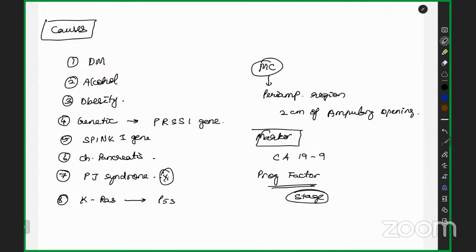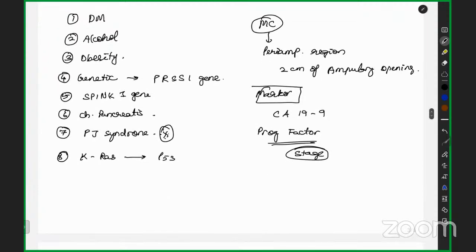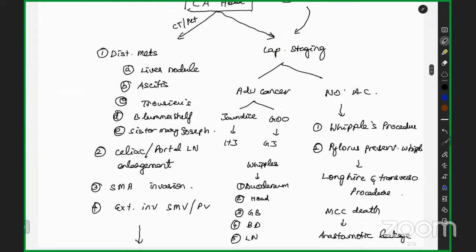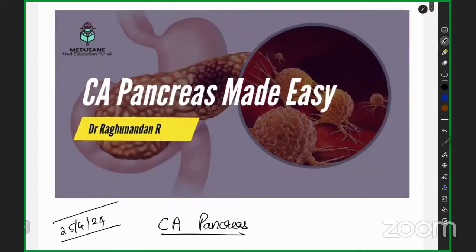And the most common area is going to be the periampullary region, the marker is CA 19-9, and the prognostic factor is going to be staging. With this, we are completing today's topic, that is your CA pancreas. Within 37 to 40 minutes, you have completed CA pancreas. It can be asked as an essay question for you all. Yesterday we completed one essay. Today we have completed one essay.